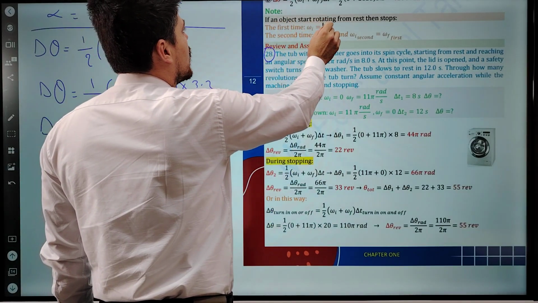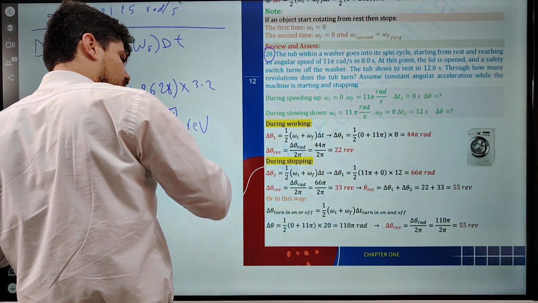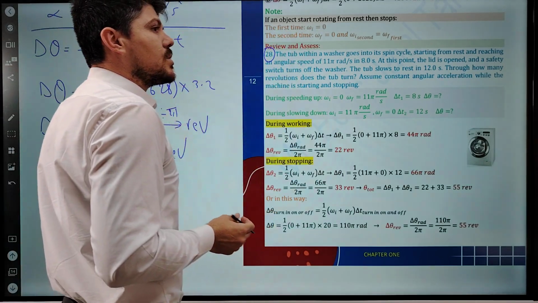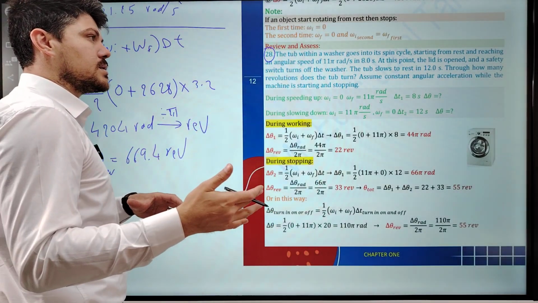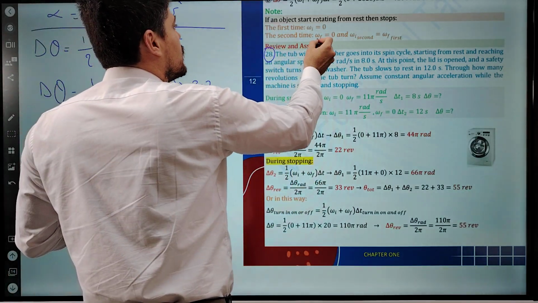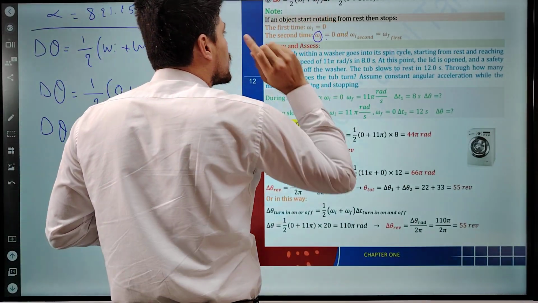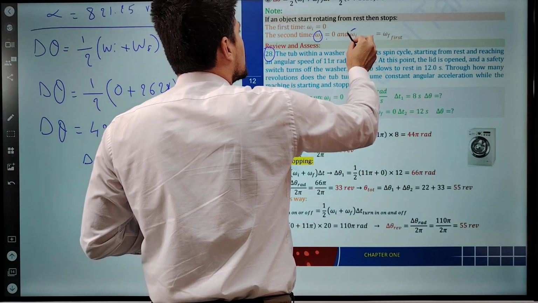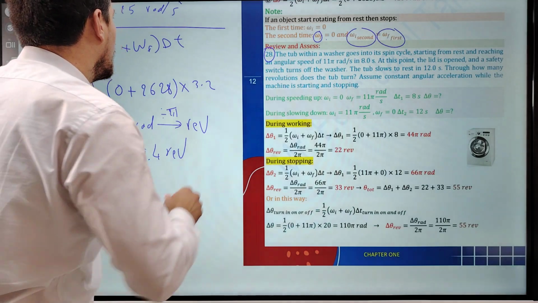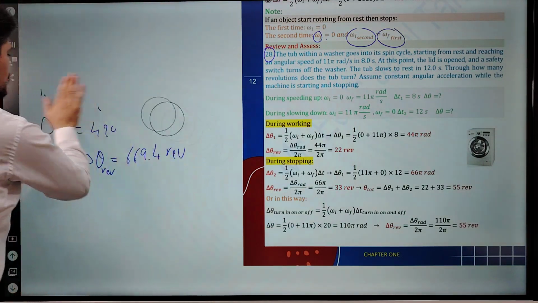If an object starts rotating from rest, then stops. Start rotating from rest, after that stops. The first time, omega initial is 0. Why? Because the object started from rest. Okay? After that it stops. So for the second time, omega final is equal to 0. But omega initial in the second case is equal to omega final of the first case. Okay? How? Now I'm going to explain in detail.